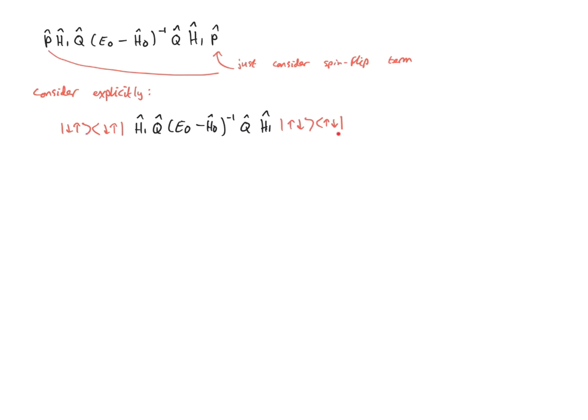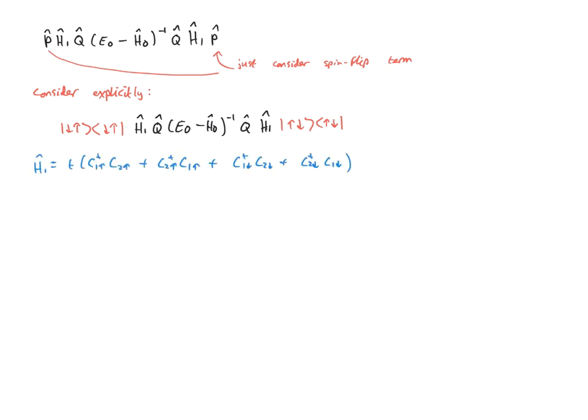So this is just one of the many zoo of terms that we see in here, because there are 4 different states in this P, and there are 4 different states in this P, so there are overall 16 different ways of connecting them all. But let's just focus on this one, and then we'll see what that teaches us. Let's just remind ourselves what H1 actually is.